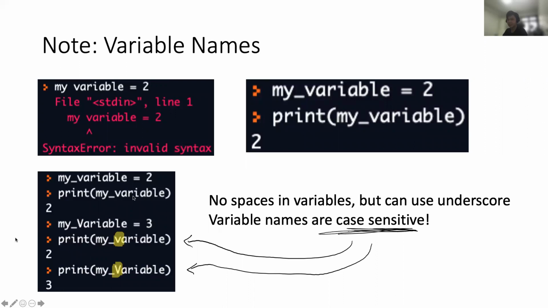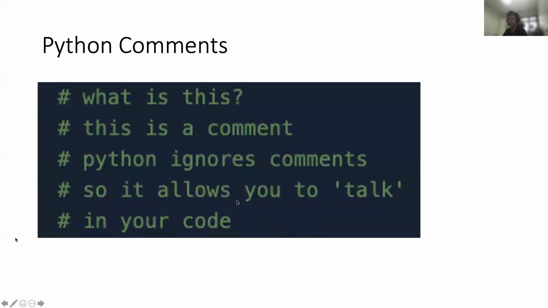Moreover, variable names in Python are case sensitive, meaning that if you have the variables my variable and my variable with a capital V, the two variable names represent different variables, meaning that they can store different values and Python treats them as completely different variables. So if you print the values, you can see that they store different values. It's case sensitive, so they're not related to each other in any way, they're just different.